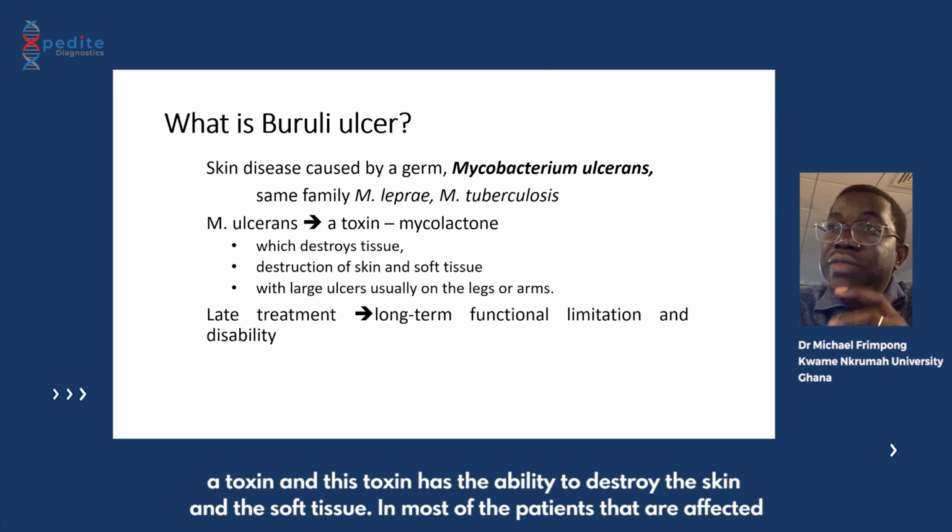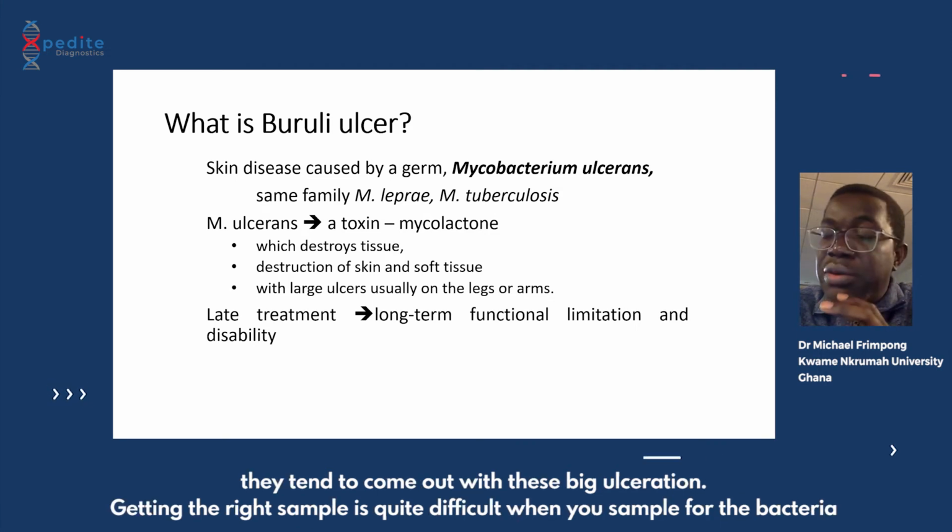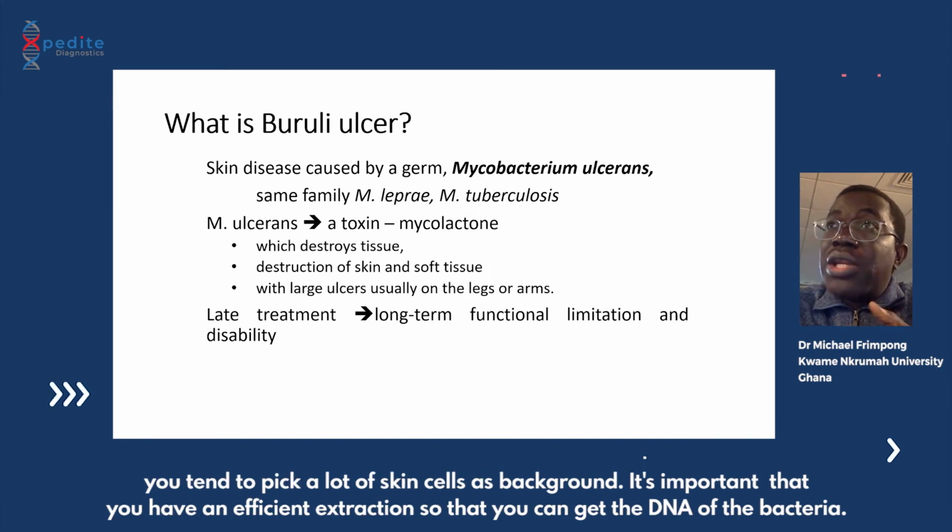So in most of the patients that are affected, they tend to come out with these big ulcerations. And getting the right sample is quite difficult. When you sample for the bacteria, you tend to pick a lot of skin cells as background. And it's important that you have an efficient extraction so that you can get the DNA for the bacteria.